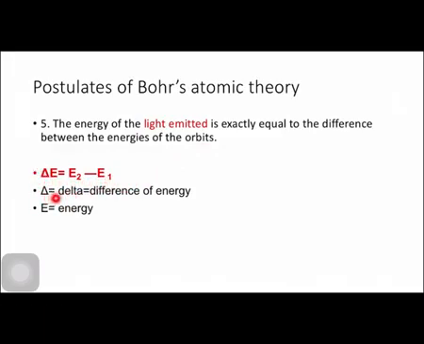Here delta is the difference of energy, whereas E is equal to energy, and E1 is equal to energy of orbit 1, E2 is equal to energy of orbit 2, and if we say E3, then it will be the energy of orbit 3, and if we say E4, then it will be the energy of orbit 4, and so on.